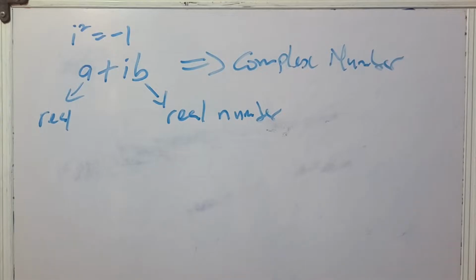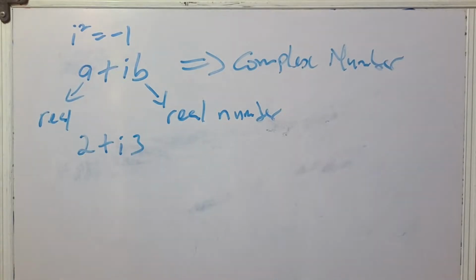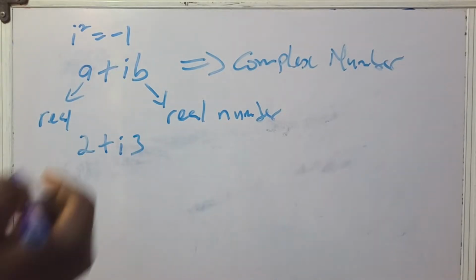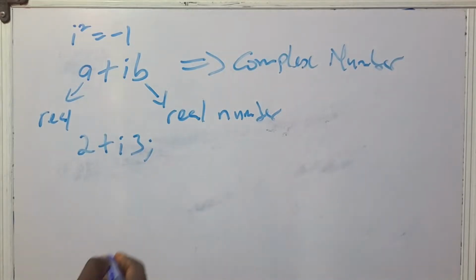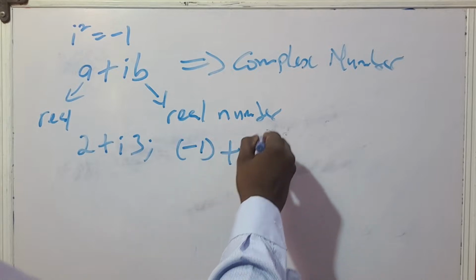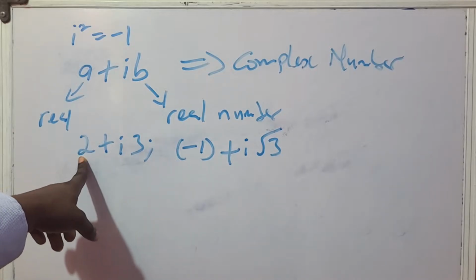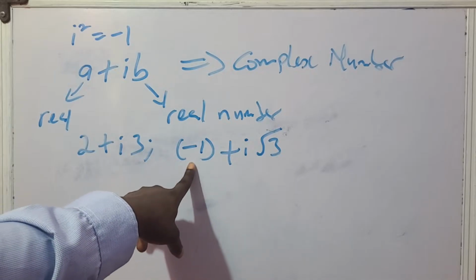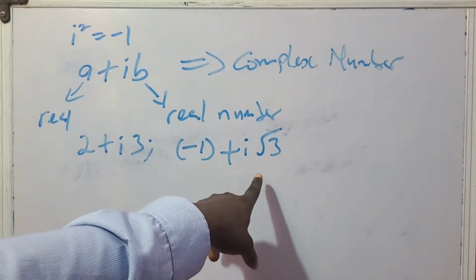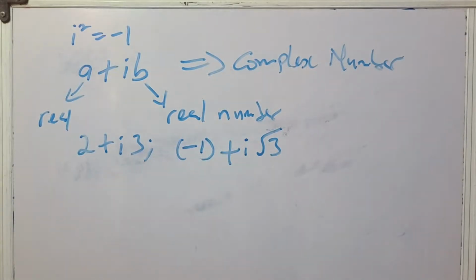So in a case like this, we could have, for instance, 2 plus i3. This is an example of a complex number. Look at this other one. We can have minus 1 plus i square root of 3. This is also an example of a complex number. Look at what we're having here. In this case, we had a whole number. In this case, we had a negative whole number, whereas on this side we had the square root of a number, which is still a real number. So this is another example. This is how you know a complex number.